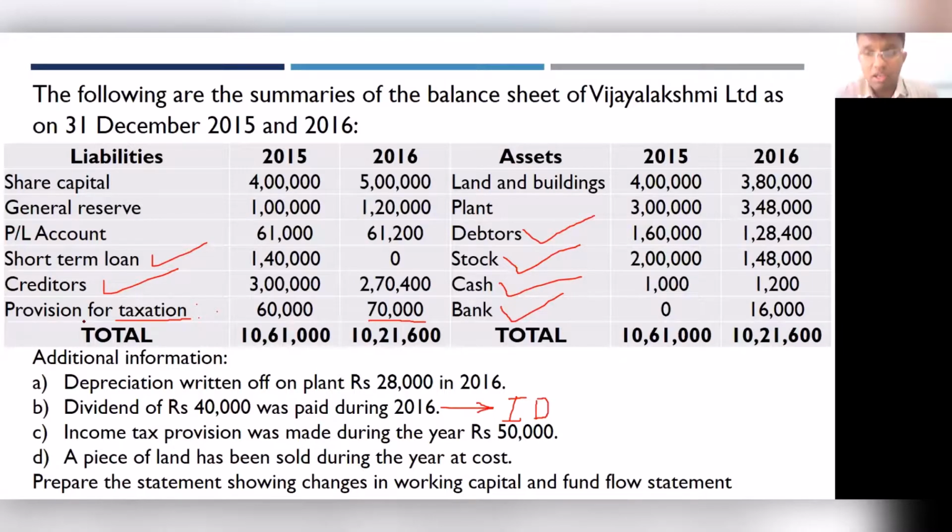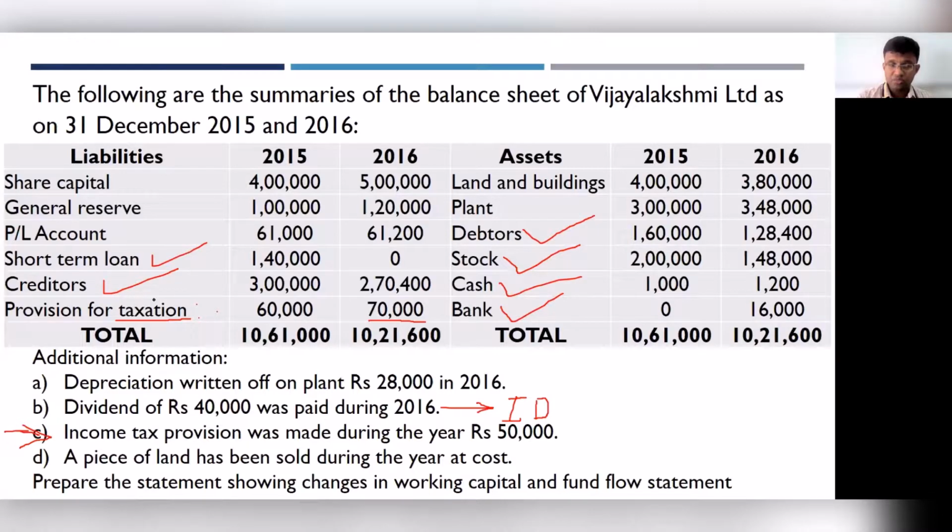Provision for taxation, we have an option of treating it either as current liability or non-current liability. Nothing is mentioned in the question. However, please notice point number C. We have income tax. We have another adjustment.